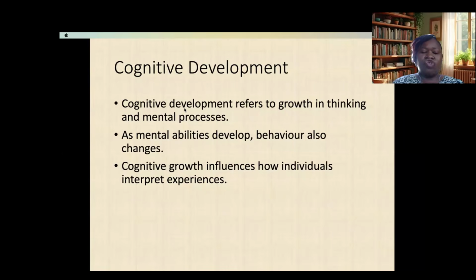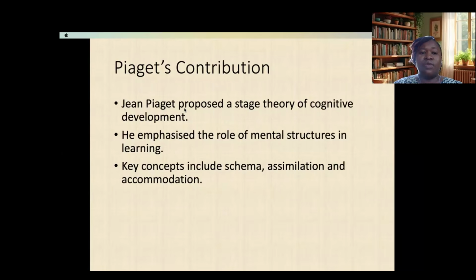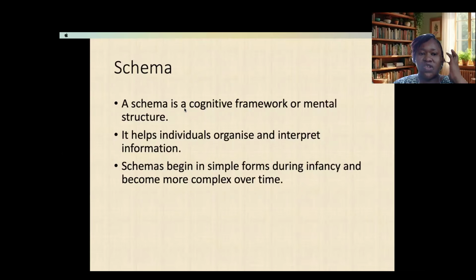Also, we have Piaget. Piaget is one of the most prominent psychologists that worked in the area of cognitive development. And he emphasized the role of mental structures in learning. He used three basic concepts to drive the theory. The first one is the schema, the second one is assimilation, and the third one is accommodation. These three concepts are mostly attributed to Piaget's theory because they are profound to his contribution to the field of psychology. The first one, he called it a schema.